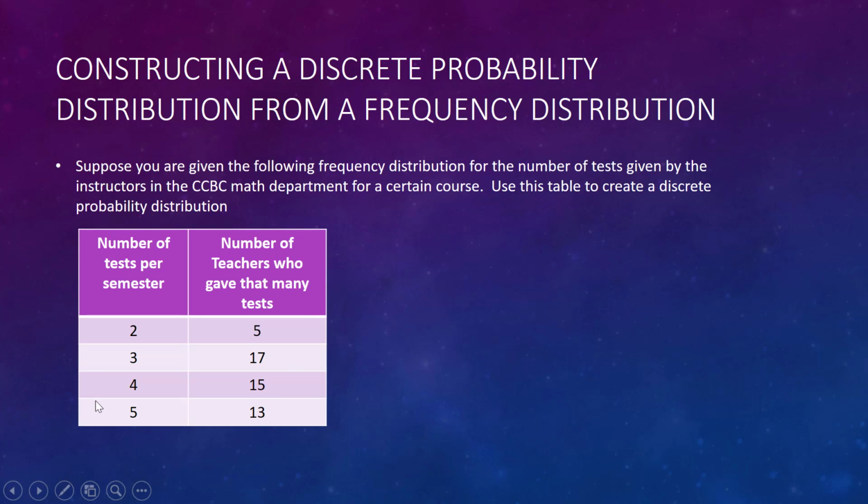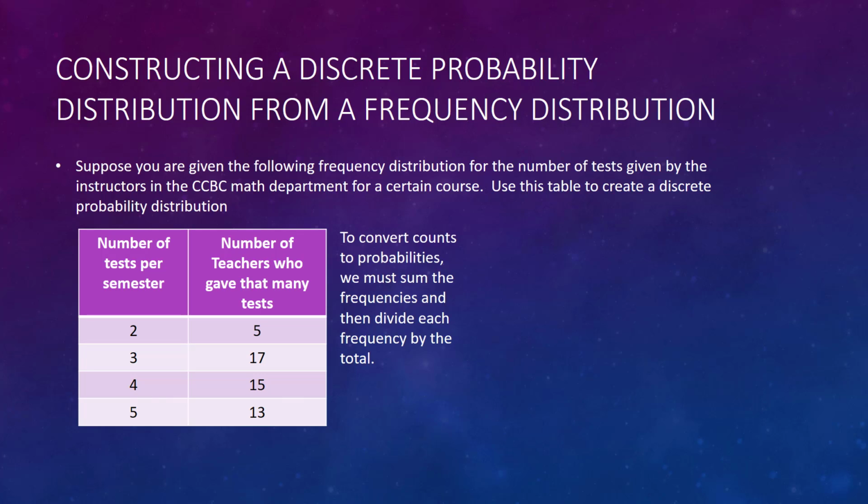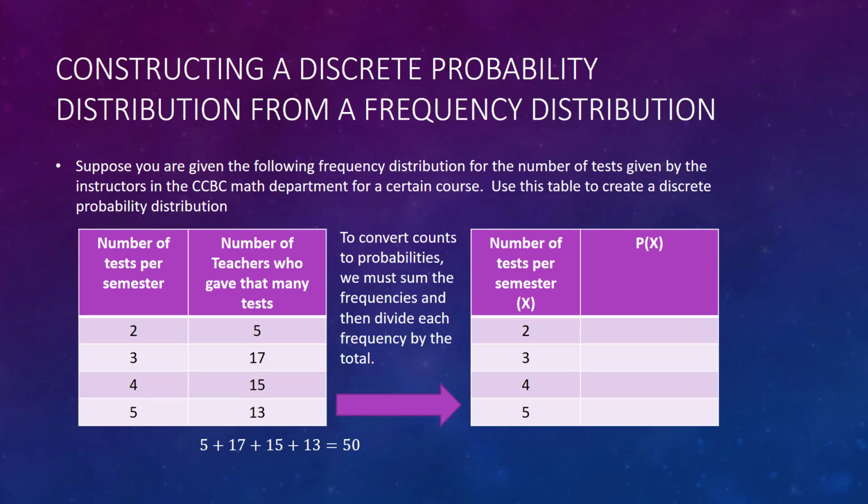Let's look at this table. Why is this table not already a discrete probability distribution? Well, the answer is that these are counts and not probabilities. To convert counts to probabilities, we must sum the frequencies, as we've done here, and then divide each frequency by this total number, which, as you can see here, the total count here is 50. This is the same procedure we use to convert a frequency distribution to a relative frequency distribution.